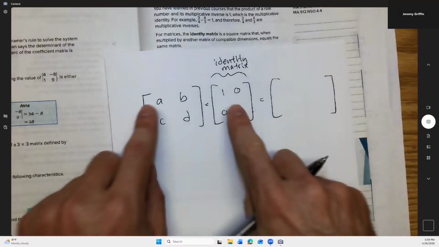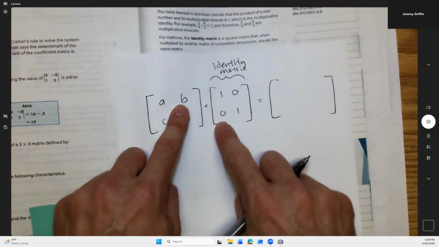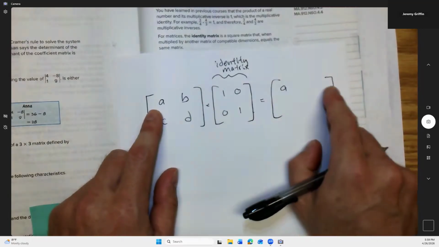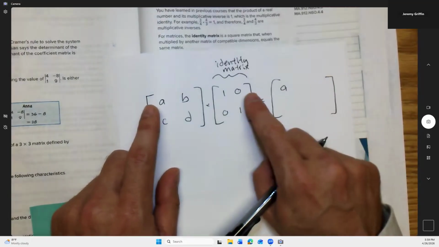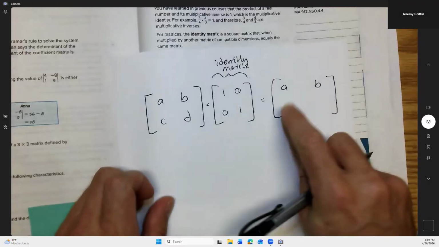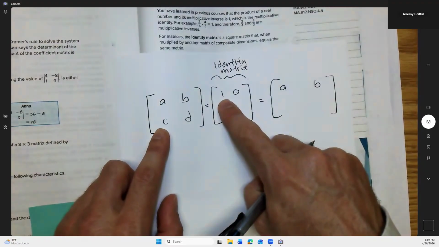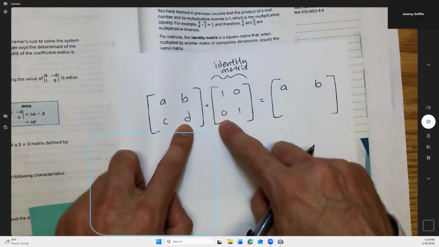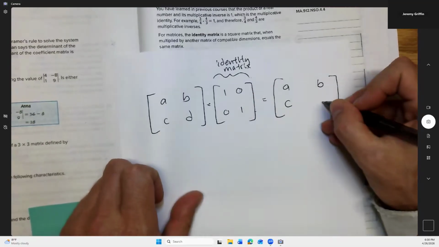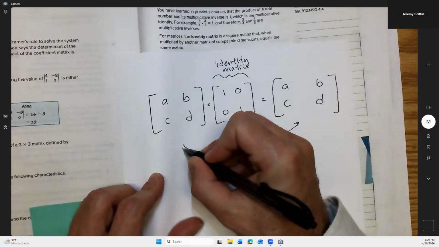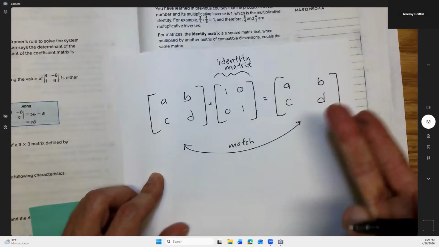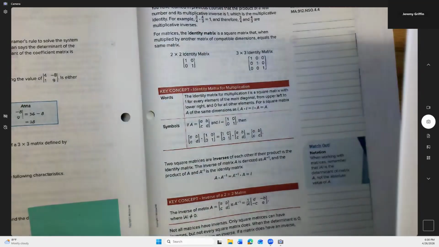Let's see if I do. That's A times 1 plus B times 0, which of course is just A. How about this element over here? I've got A times 0, which is 0, plus B times 1, which is B. Down here, I've got C times 1, that's C, and then D times 0, that's 0, so C plus 0 is C. And then C times 0 plus D times 1 is D. So this and this match. Take a matrix, multiply by the identity, and you get the same matrix that you started with.